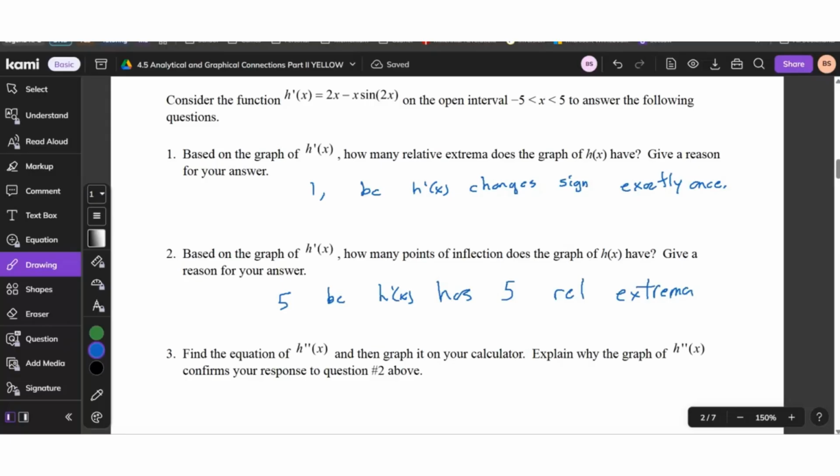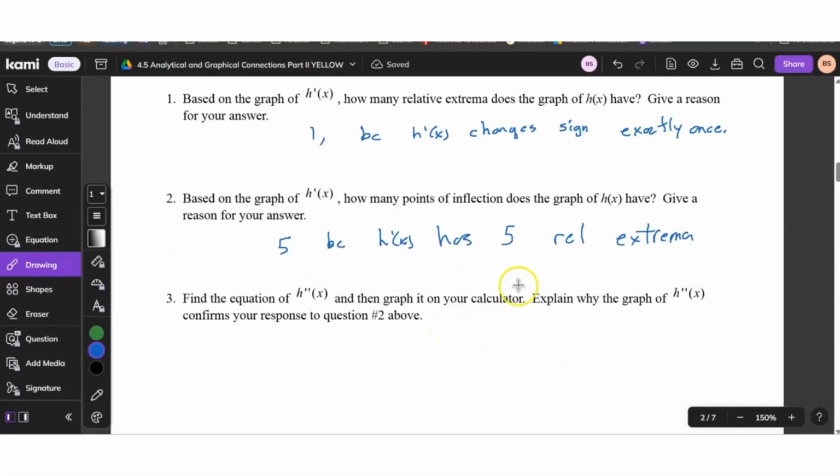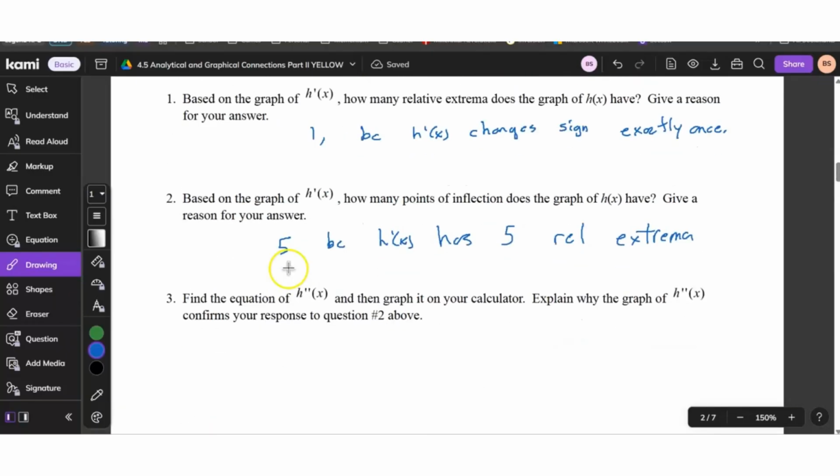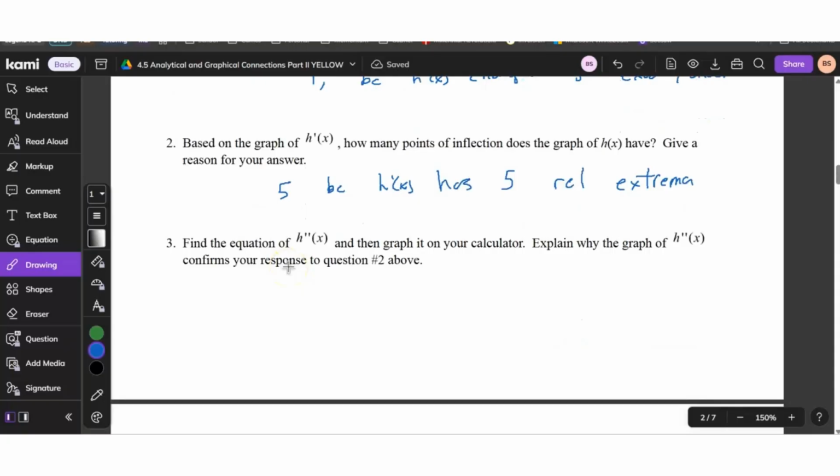Find the equation of h double prime of x, and then graph it on our calculator, and explain why the graph of h double prime of x confirms our responses from question 2. All right, well, they gave h prime, so let's start with that. So h prime of x was 2x minus x sine of 2x. Yeah, that's it? All right, perfect.